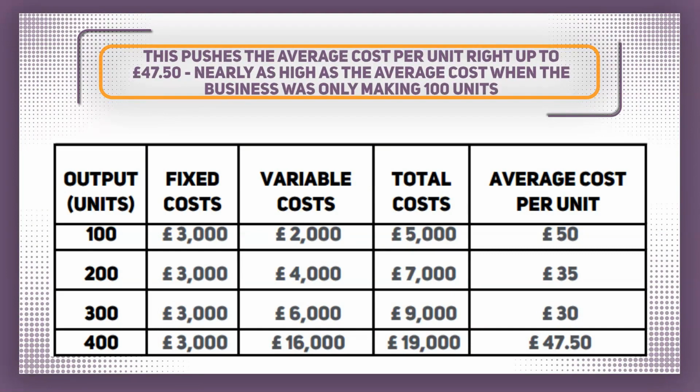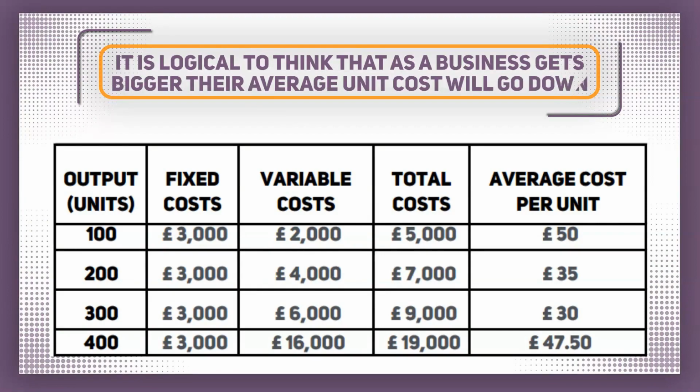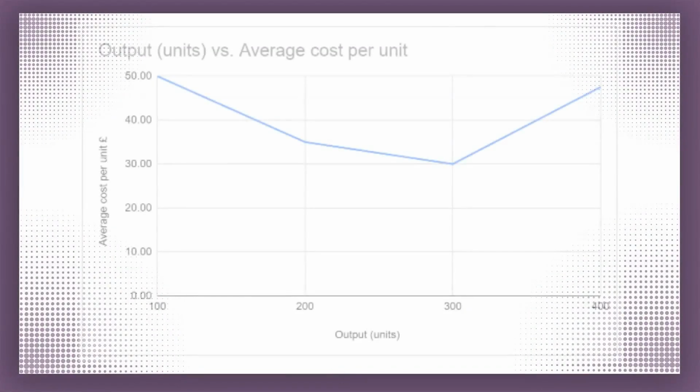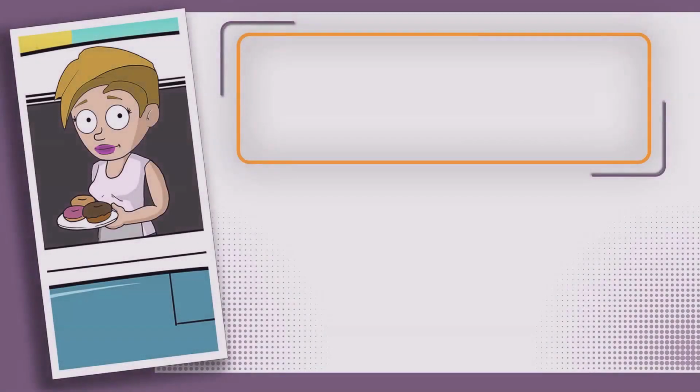Diseconomies of scale are the opposite of economies of scale. In certain circumstances, as units grow past a certain point, the average costs go back up again. As we can see from this graph, it is logical to think that as a business gets bigger, their average unit costs will go down. But if things aren't effective, the business spreads itself too thin, this won't always be the case, as can be seen in this graph. Before we go any further, let's meet this video's main example.